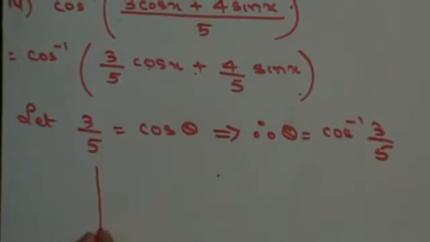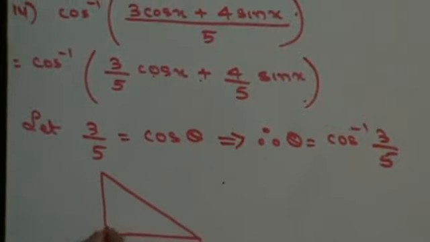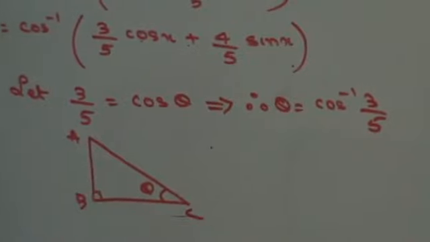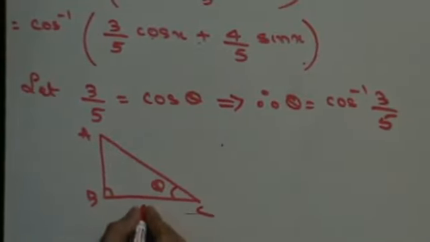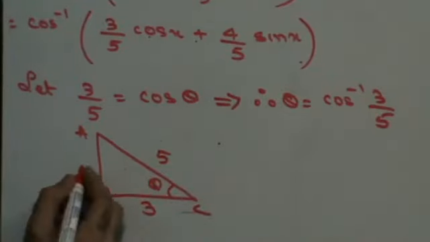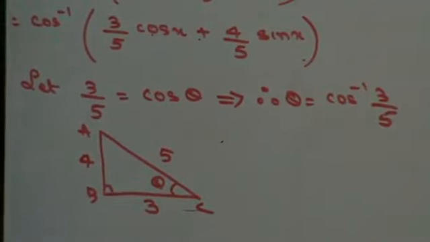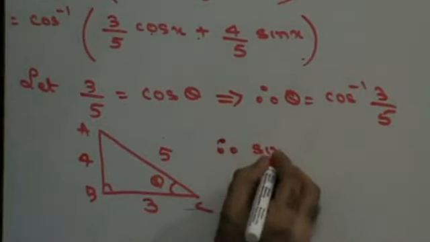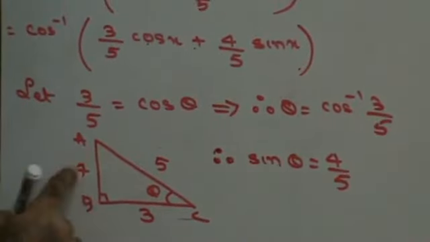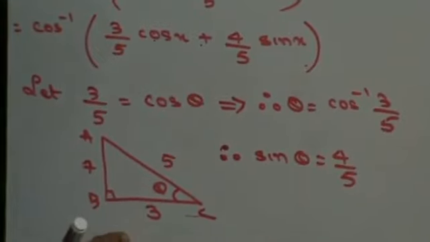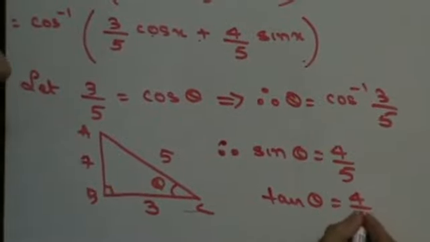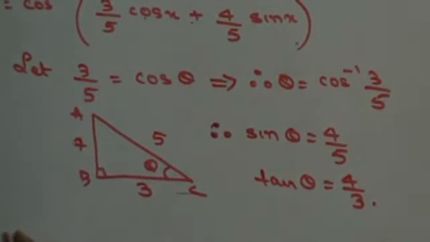Moreover, if 3 upon 5 is cos theta, if I draw a right angle triangle, 3 upon 5 is cos theta, that means adjacent side will be 3 and hypotenuse will be 5, therefore opposite will be 4, in which case I can say that sin theta will be nothing but 4 upon 5. From this triangle, sin theta will be 4 upon 5 and tan theta is going to be nothing but 4 upon 3.